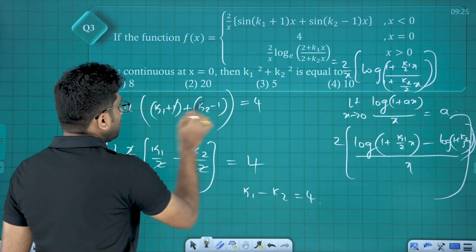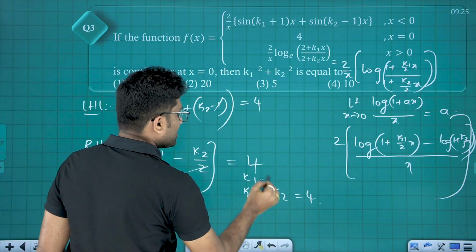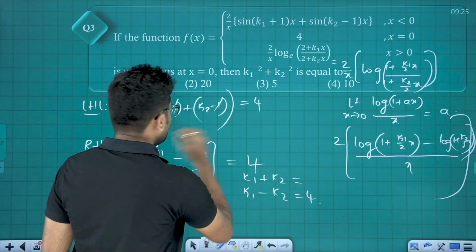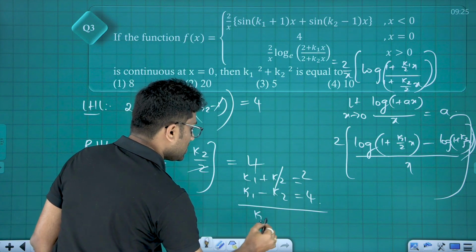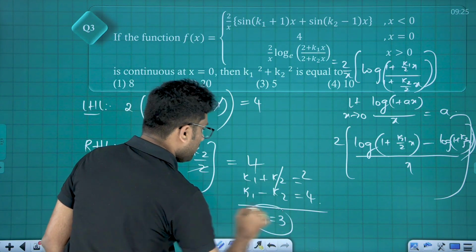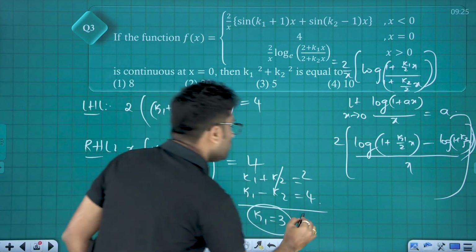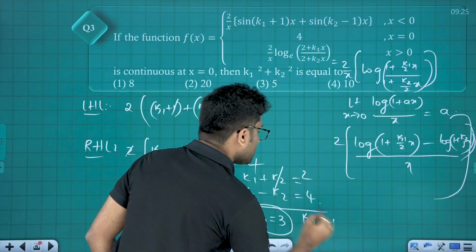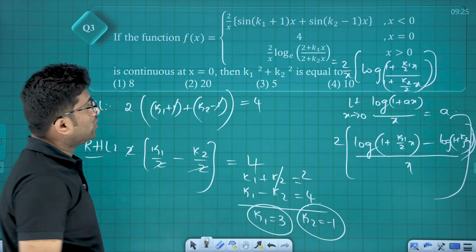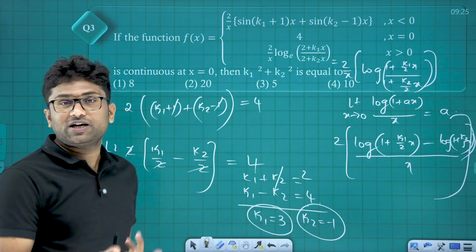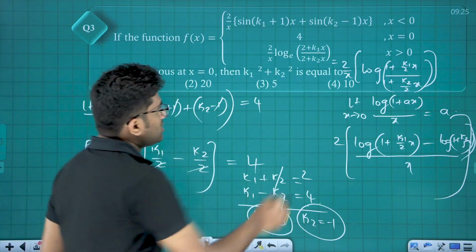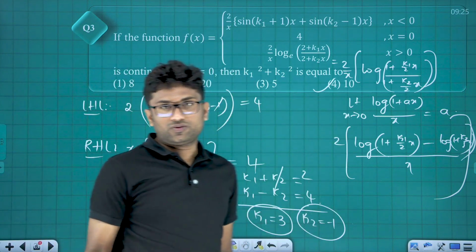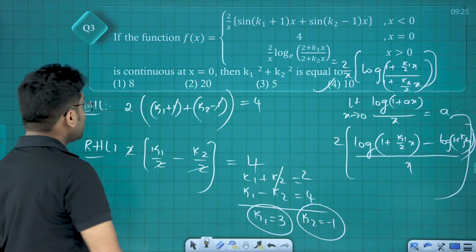and k1 plus k2 is equal to how much? 2. So if we take k1, 2 k1 is equal to 6, k1 is equal to 3. If k1 is 3, what is k2? k2 is equal to minus 1. k1 we got, k2 we got. They are asking us to find k1 square plus k2 square. 3 square plus 1, which is 9 plus 1, which is 10. Answer 4. Clear? Option 4.